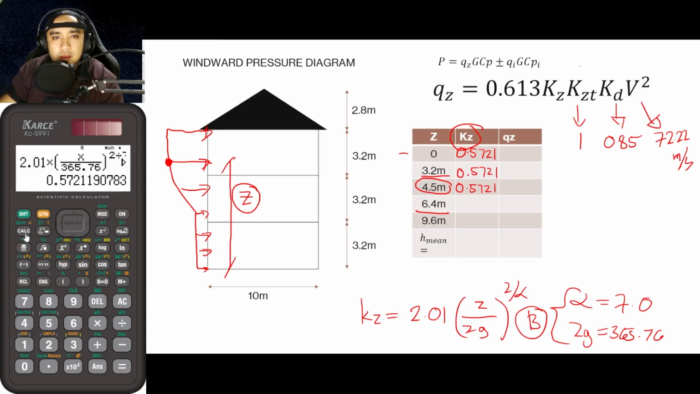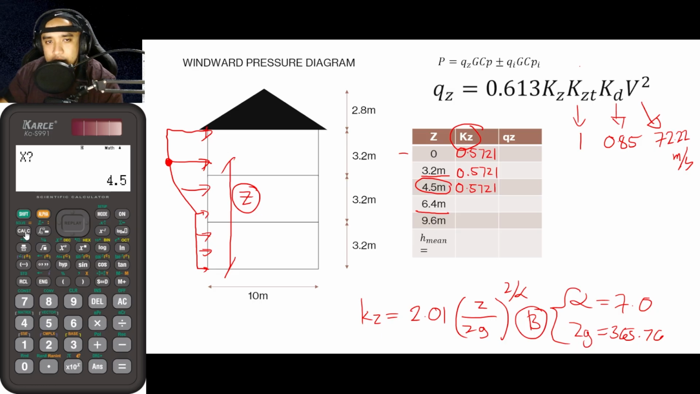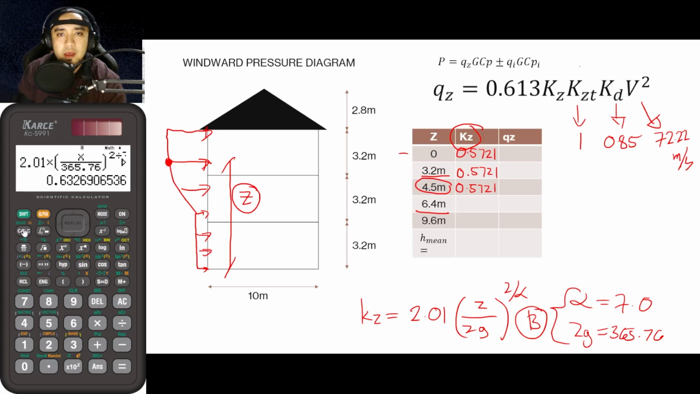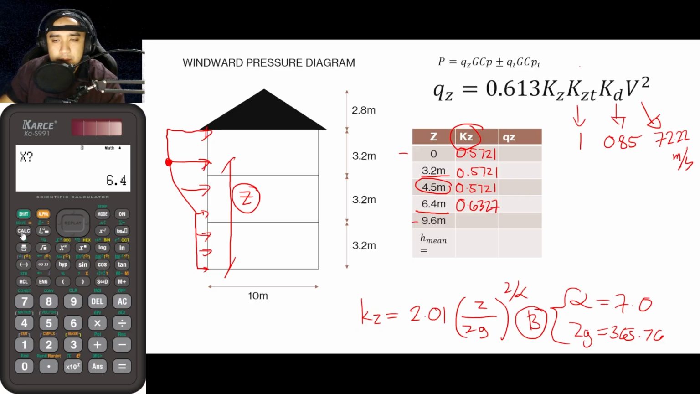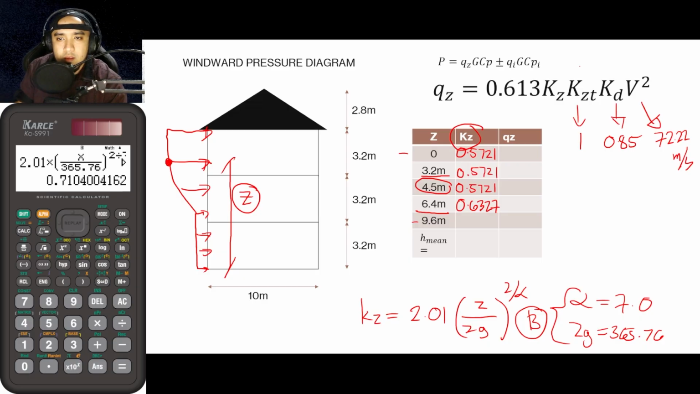Okay? So next up, for 6.4, as we know that 6.4 is actually greater than 4.5 already, I will be changing the value of x by pressing the calc button and typing 6.4. Enter. Then we would now be having an answer of 0.6327. Then, with the height of 9.6, again, just press calc in my calculator, then type 9.6. Then the answer is 0.7104.